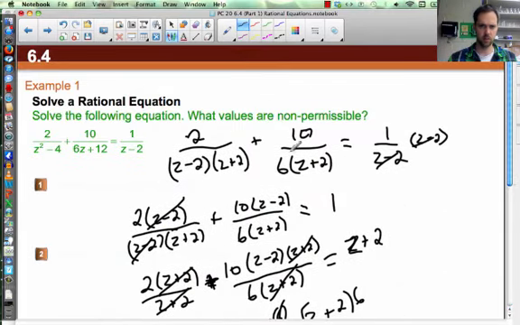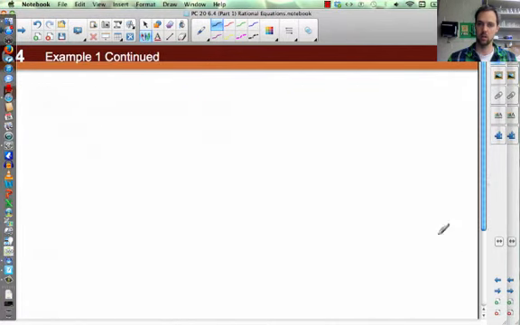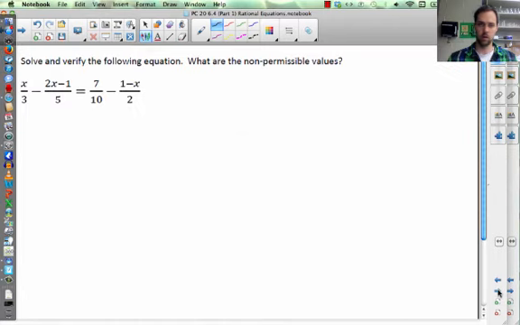Did they ask us to find non-permissible values? Okay, non-permissible values. So look at this denominator. 2 is not allowed. Minus 2 is not allowed. Here, minus 2 is not allowed. That's the only one. And here, 2 is not allowed. So these are the only non-permissible values. X can't be 2 or minus 2. All right.